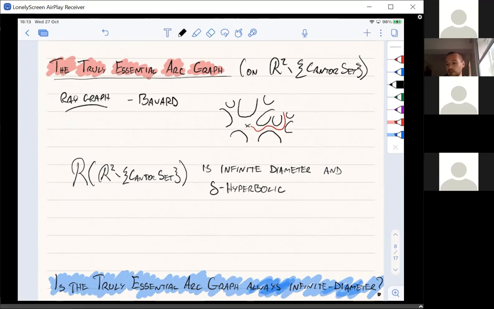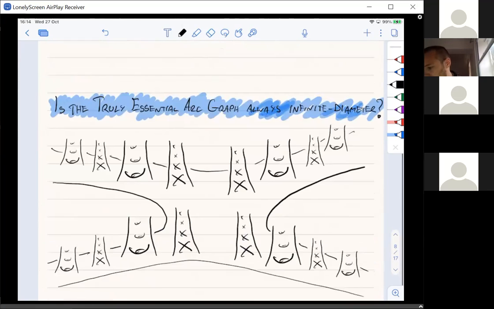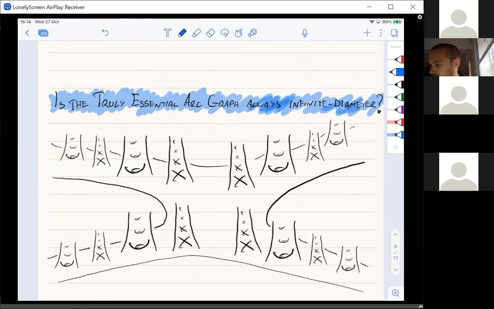So that's pretty cool, and it suggests that maybe every time we want to think of essential for infinite type surfaces, maybe we just replace it with truly essential, the stronger condition, and we'll be able to build graphs that do what we want, because somehow these arcs see more of the surface. This turns out not to work, which is a great shame.